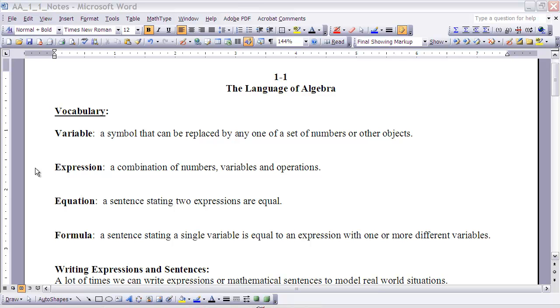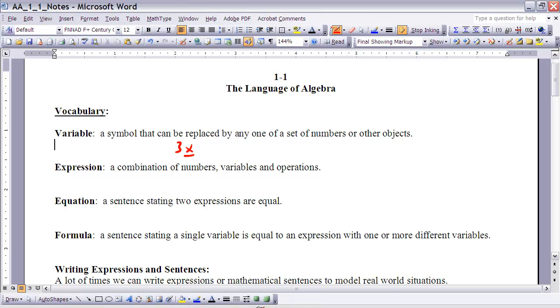The first is variable, then expression, equation, and then finally formula. All 4 of these should be somewhat familiar to you from your earlier algebra course, but just to review, a variable is a symbol that can be replaced by any one of a set of numbers or other objects. Examples of that would be something like 3x, where x would be that variable, or 2y plus 7, where y is your variable.